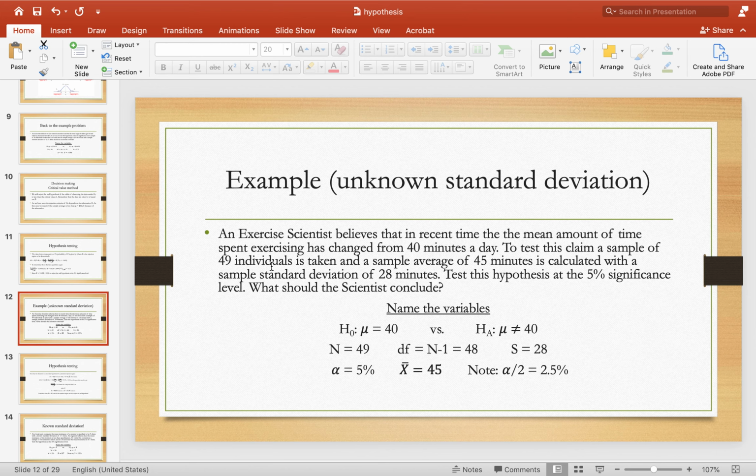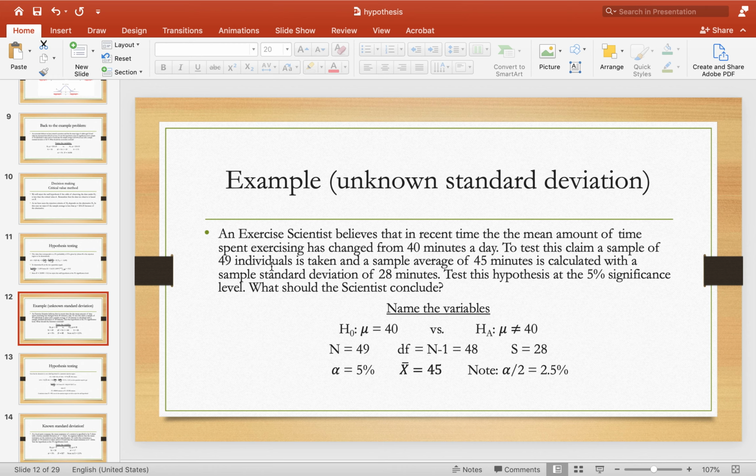And here's another example. An exercise scientist believes that in recent time, the mean amount of time spent exercising has changed from 40 minutes a day. To test this claim, a sample of 49 individuals is taken and a sample average of 45 minutes is calculated with a sample standard deviation of 28 minutes. Test this hypothesis at the 5% significance level. What should the scientist conclude?